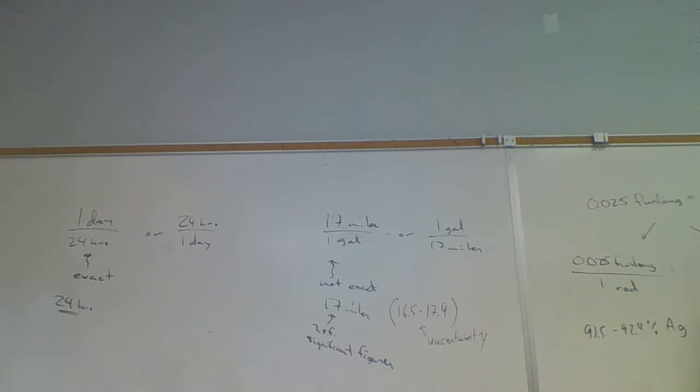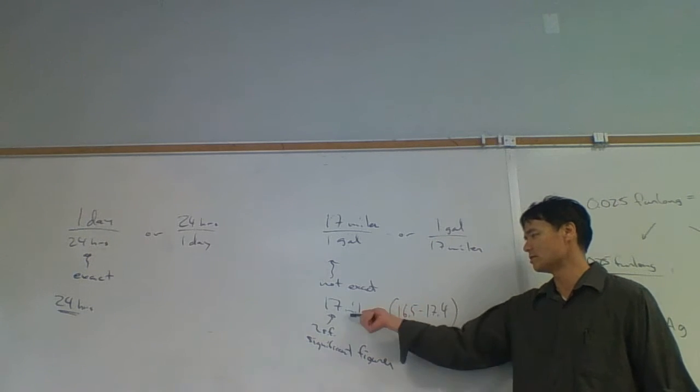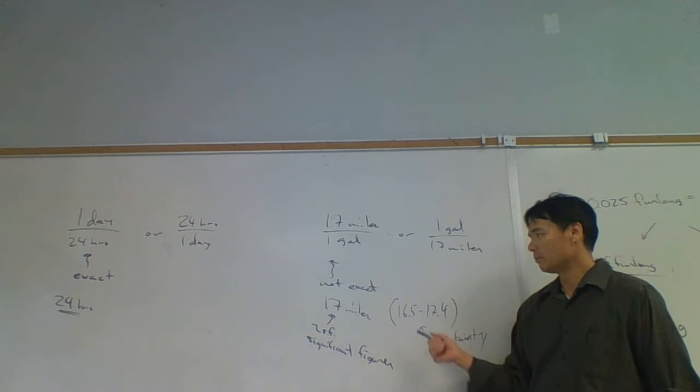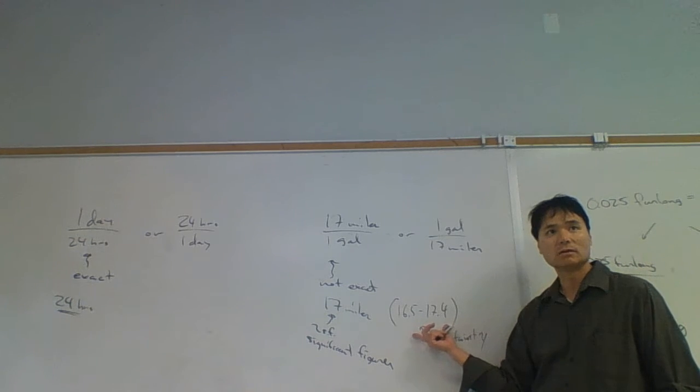But to qualify as sterling silver, it has to be 92%. Does it have to be exactly? No, it has to round to 92%, like this. Well, the same thing here, 16.5 rounds to 17, 17.4 rounds to 17. So this is the degree of uncertainty, because 17 miles per gallon could mean anything in this range. And so this is the range of uncertainty we have here.